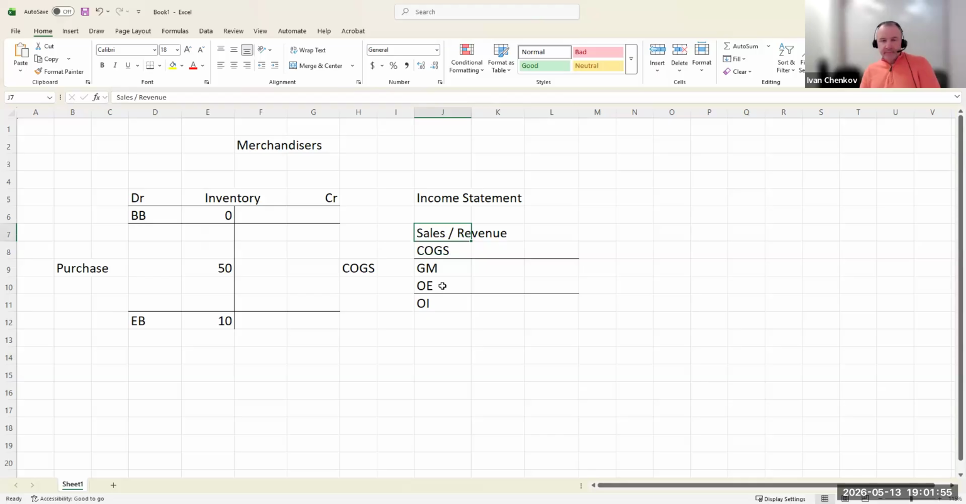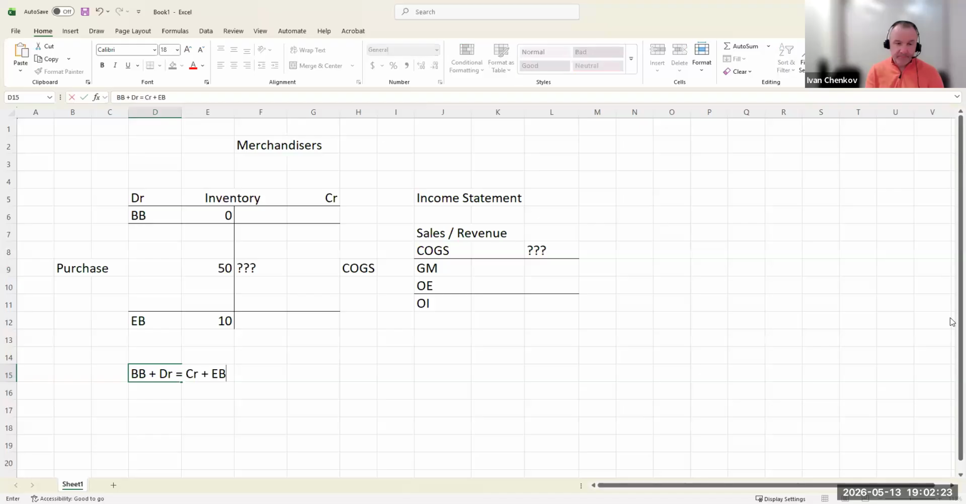Okay, so sales and sales, right? Cost of goods sold, that's our objective, to find the cost of goods sold. From where are we going to get the cost of goods sold? Obviously, from the inventory account. How are we going to get it from the inventory account? Well, we're going to follow a simple calculation. What's the simple calculation? Beginning balance plus debit is always going to be equal to credit plus ending balance. And now, depending on what we're looking for, we're going to start flipping debit and credit or ending balance or beginning balance from left to right.